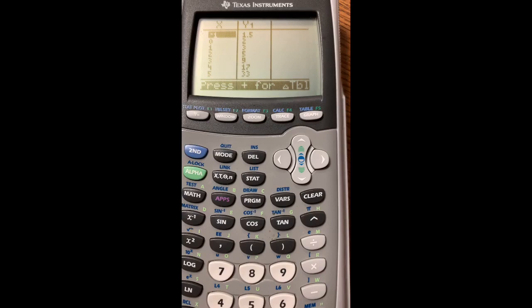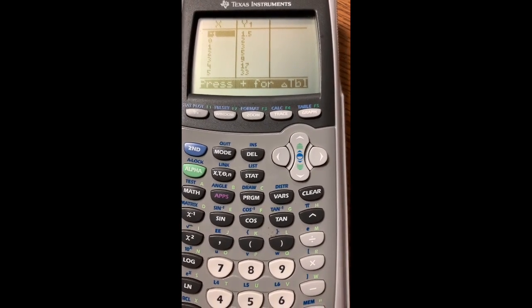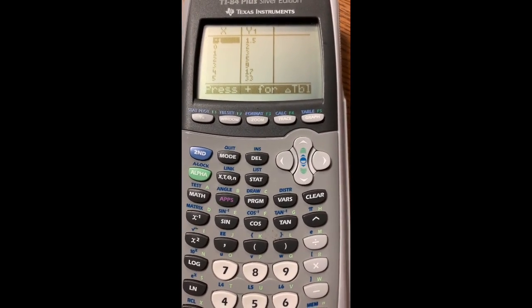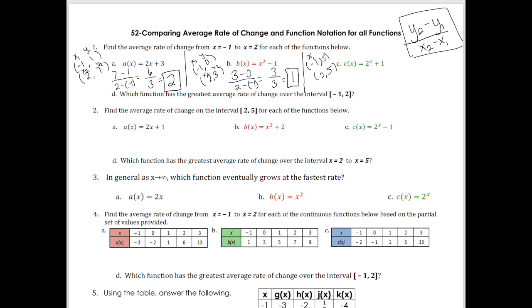So I have the point -1, 1.5, and 2, 5. So x1, y1, x2, y2. So y2 minus y1 over x2 minus x1. So 5 minus 1.5 is 3.5. 3.5 divided by 3 is 7/6. Okay, which is like 1.16.